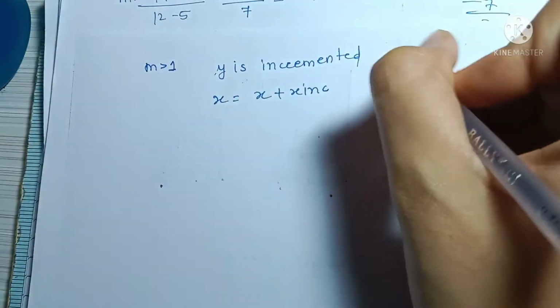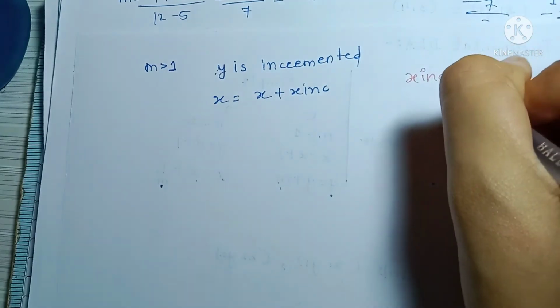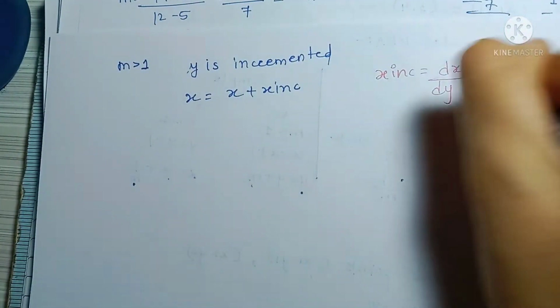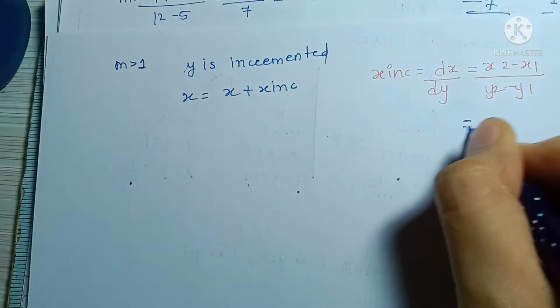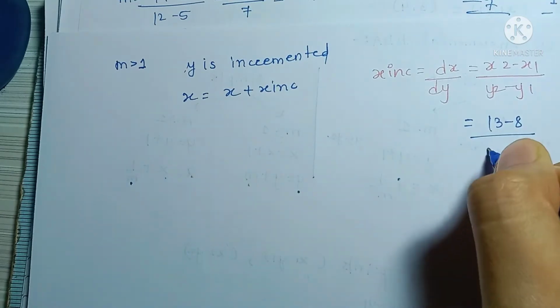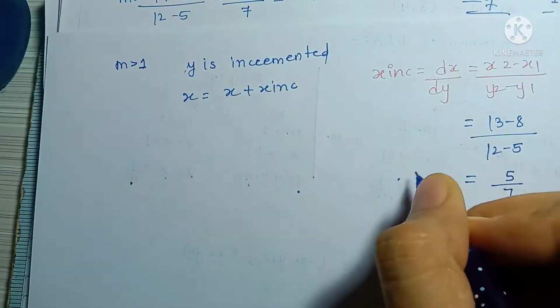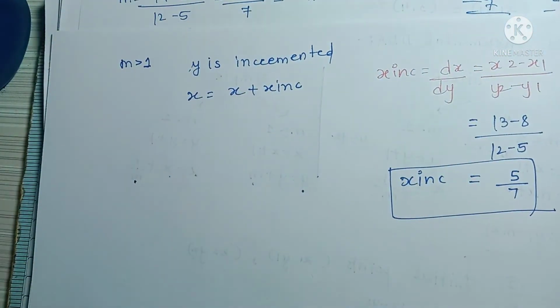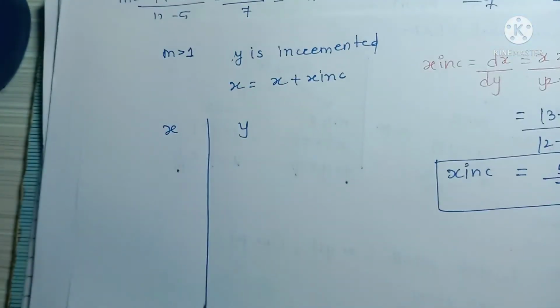Now we have to find the x increment. x increment is dx upon dy. What is it? x2 minus x1 upon y2 minus y1, that is 13 minus 8 upon 12 minus 5, which is 5/7. So what did our x increment come out to be? 5/7.